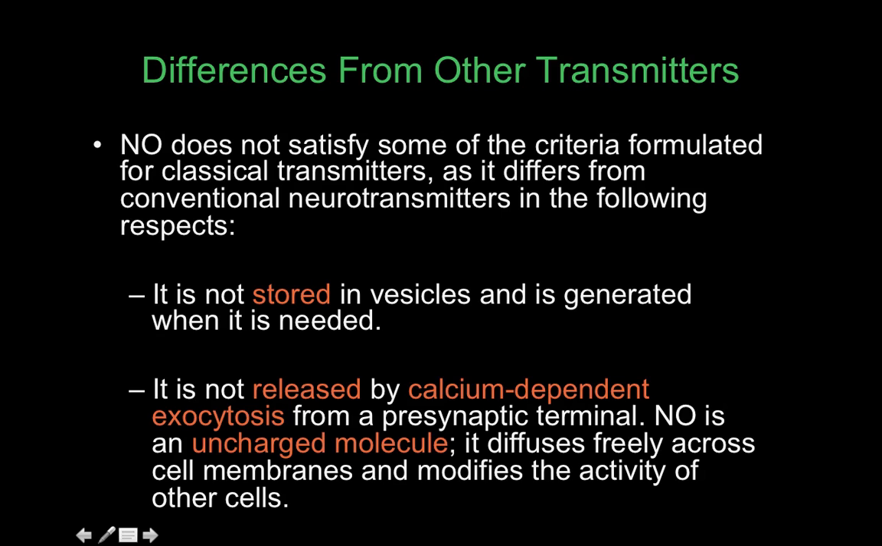It is not released by calcium-dependent exocytosis from a presynaptic terminal. So that doesn't happen. It isn't like with acetylcholine, where there's an influx of Ca2+ in the presynaptic terminal, and that will cause a release of the neurotransmitter. No, that is not what is happening here. Nitric oxide is an uncharged molecule. It diffuses freely across cell membranes and modifies the activity of other cells.